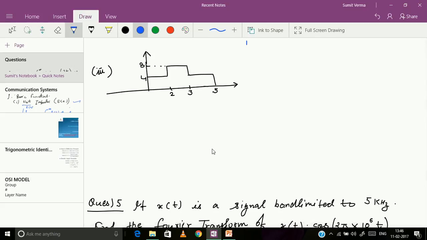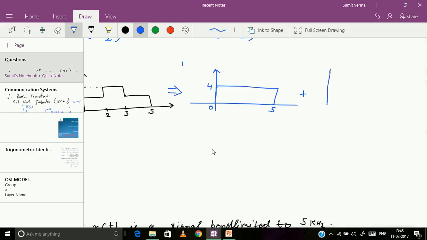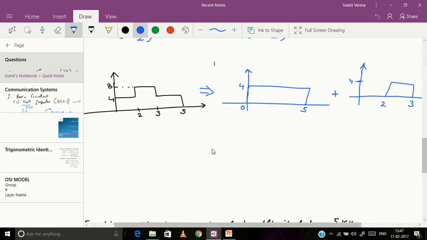So this signal can also be drawn as a sum of two signals. Basically this is your 0 and this value is 4. So this is your first signal, and we add it to this signal which is defined from 2 to 3 and has a value 4 again. If you add these two signals, you can see that you are going to get the same signal again. In this portion 2 to 3, these two signals will get added, the values 4 and 4 will become 8. And in the rest of the part it would be 4 only. So this is how you can get this signal.